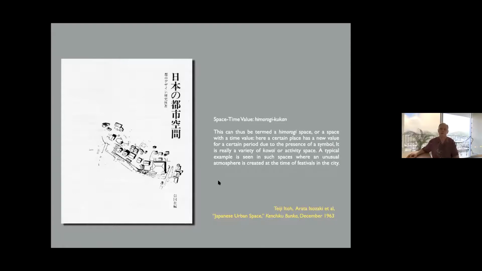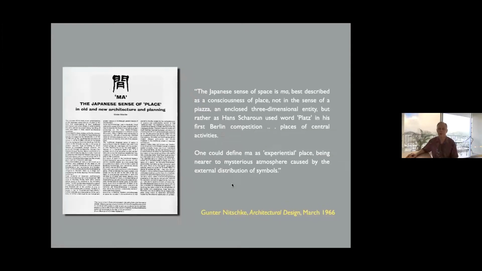But I believe that the title of that book sparked this sort of self-reflection and the finding of time in traditional Japanese urban space. And then that gets picked up by Günter Nitschke, the German writer who writes this famous article in 1966 on the Japanese sense of place, which has a temporal component based on this character Ma. I don't have time to go into this.